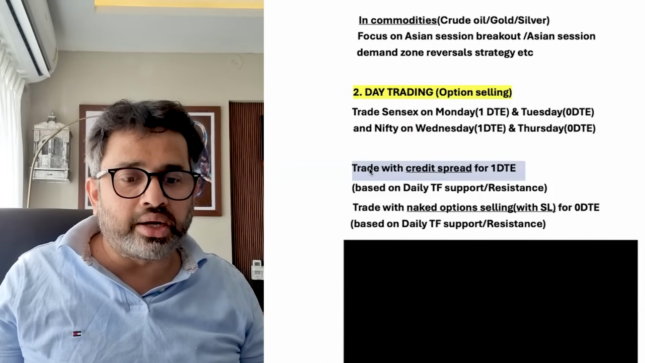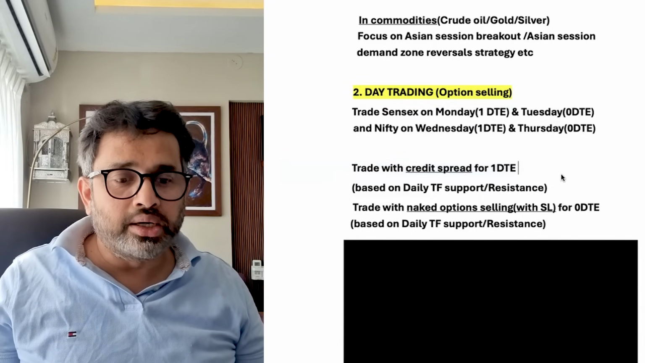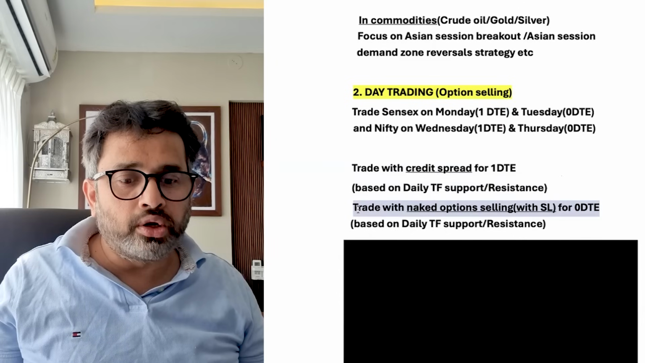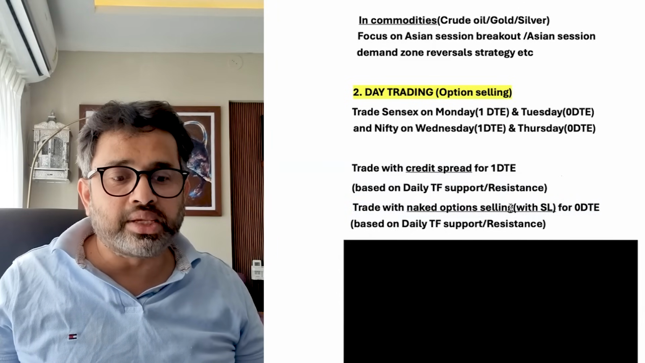So I suggest trade with credit spread for 1 day to expiry. Why am I saying that? That also I will show you with the chart. Okay, when you are trading on 0 day to expiry, I suggest trade naked option selling with stop loss.